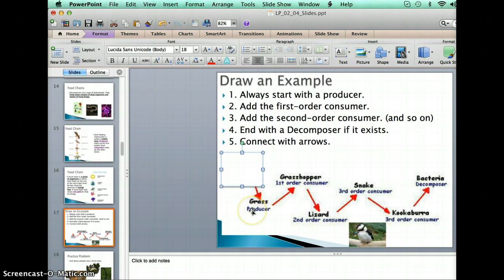So then you label each one. So producer, first order consumer, second order consumer, third order consumer. Here's another third order consumer, and decomposer. Finally, if you haven't already, you're going to connect your food chain with arrows showing the flow of energy. So again, the energy is always going up through to the consumers, through to the decomposer. Again, over here you want to draw the sun, starting with the sun. Not every food chain will show the sun, but we should just know in our heads that the sun is there as the source of energy.